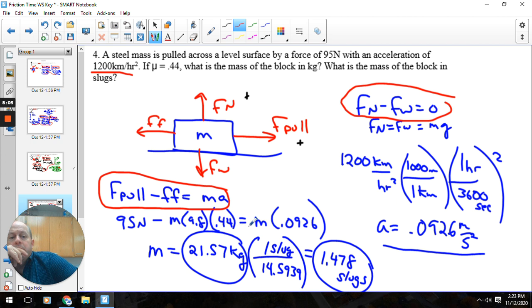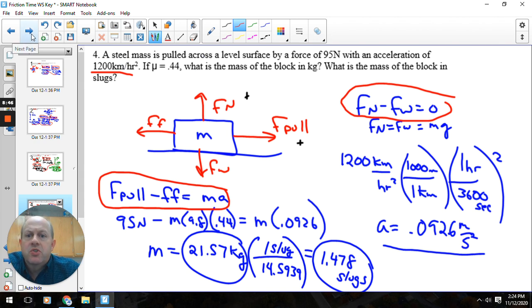Once we've got the mass, that's enough. We had to convert our acceleration from 1,200 kilometers per hour squared into meters per second squared. For the conversion, we know 1 kilometer is 1,000 meters, and 1 hour is 3,600 seconds, but this is squared, so we have to square everything in the parentheses, including the numbers and units. That gives us 0.0926 meters per second squared that we can use for the calculation of mass. So that's the worksheet.